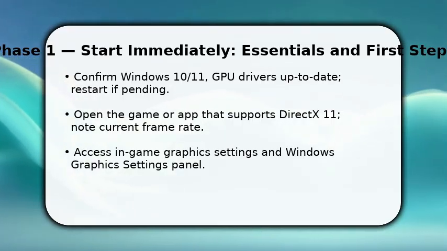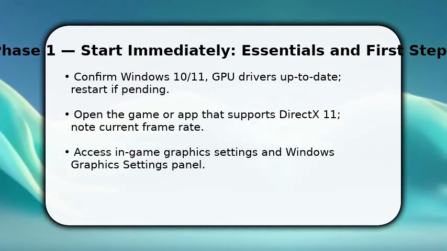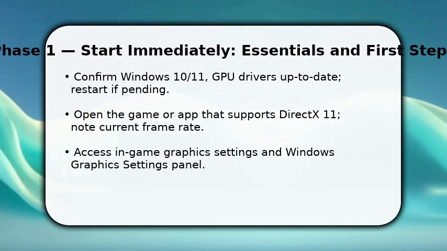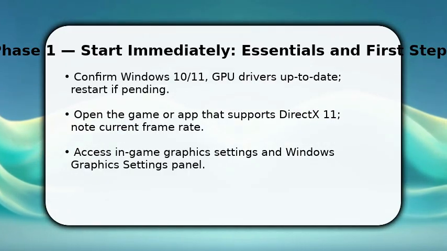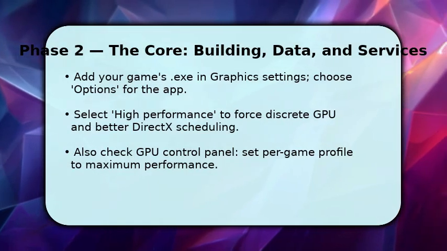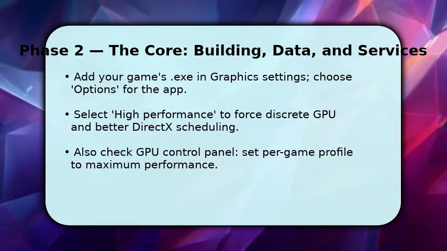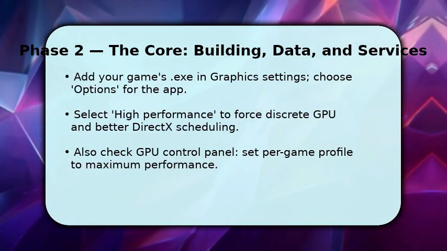This targets the app without changing global power settings, and it prepares Windows to prefer the high-performance GPU. Now you add the game's executable to the graphics settings list, then click Options and explicitly select High Performance to prefer the discrete GPU. This forces the DirectX 11 workload onto the stronger adapter and helps reduce CPU-GPU contention.